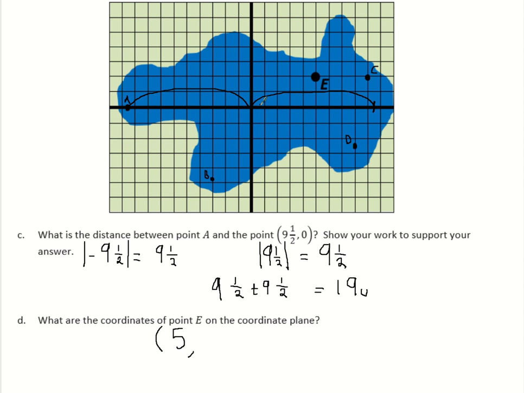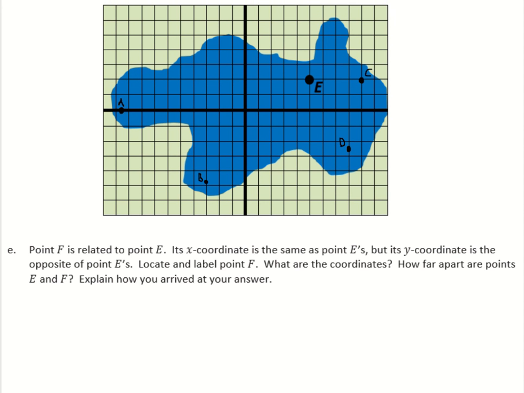And we are 2 up from the x-axis, and since it's up, that's going to still be positive. So we are at the coordinate 5, 2. We're at the coordinate 5, 2 for point E. Now we've got 2 more parts to this question. Actually, we only have 1. I lied.